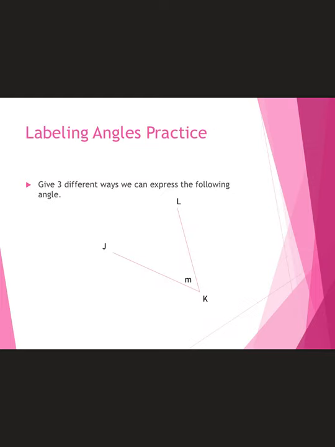So here we're going to give 3 different ways we can express the following angle. We could call this angle M by using that inside value. We could call it angle K by using just that vertex value, or we could call this angle JKL or angle LKJ. Either way would be the same.